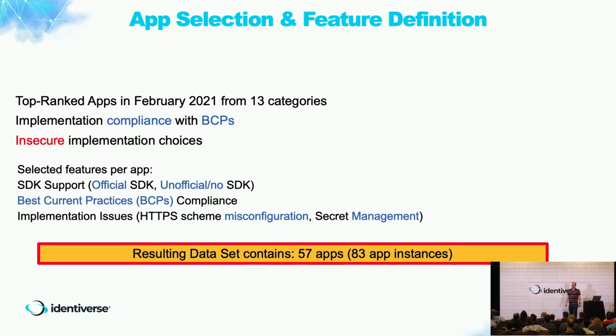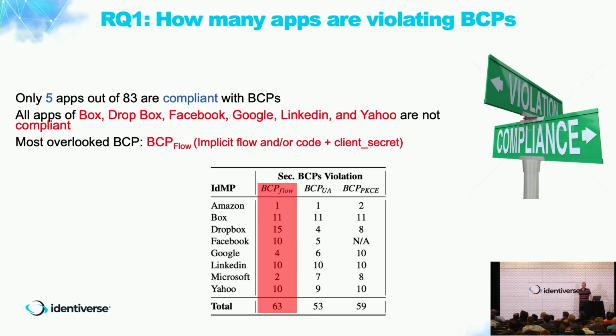The resulting data set had 57 apps, of which there were 63 different interactions with OAuth servers. Only 5 apps of the 63 were fully compliant with the BCPs. All apps that were analysed that were using Box, Dropbox, Facebook, Google, LinkedIn, and Yahoo were not compliant with all the BCPs. It's not a terribly good result. The most overlooked BCP was the one that Amir calls BCP flow in the paper, which is people either using the implicit flow or using the code flow with a client secret when it's recommended to use it without a client secret. And you can see the numbers there.